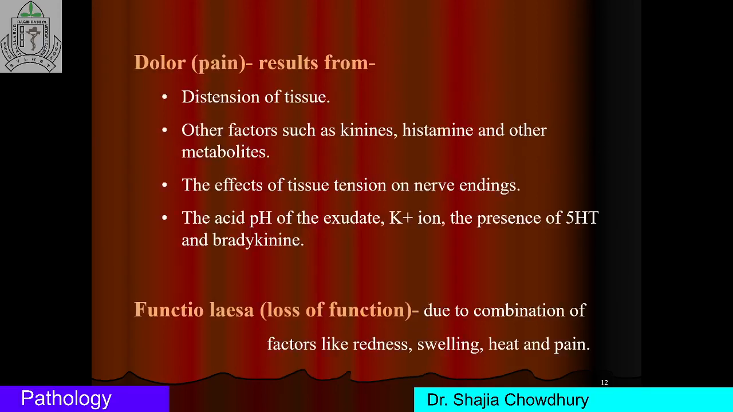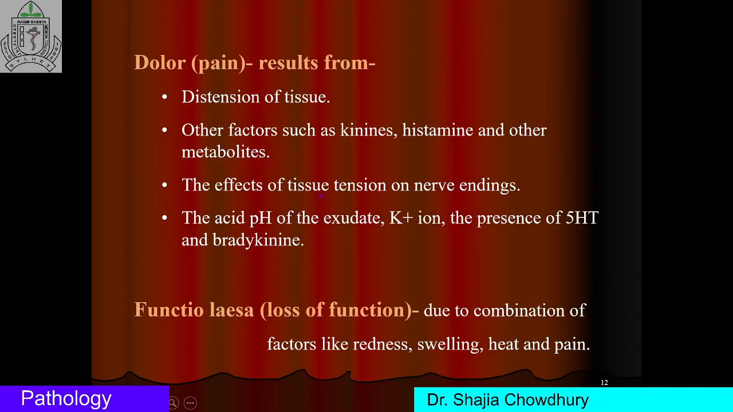And dolor, or pain, results from distension of the tissue. Other factors include bradykinin, histamine, and other metabolites, the effect of tissue tension on the nerve endings due to tissue expansion, the acid pH of the exudate, potassium ion, and the presence of serotonin and bradykinin. Dolor is the main feature of inflammation. Patients always complain to the doctor of pain at the site of injury or inflammation. Pain is the main feature.